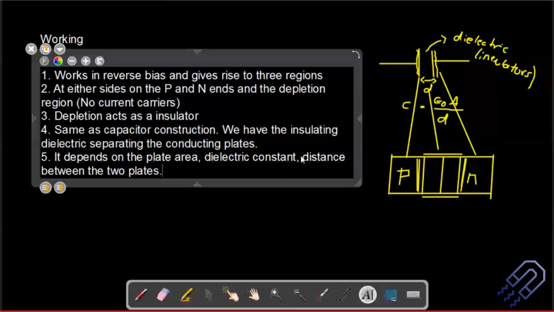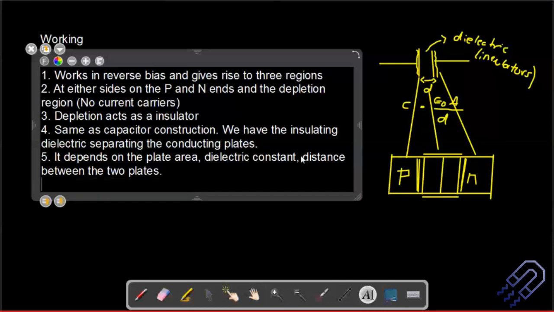So capacitance will depend on the distance between the plates. Let's say the area is fixed; if you can increase or decrease the area, you can change the capacitance. If the distance between the plates is reduced, the capacitance will increase. If the distance is increased, the capacitance will reduce. Here also we can do the same thing.